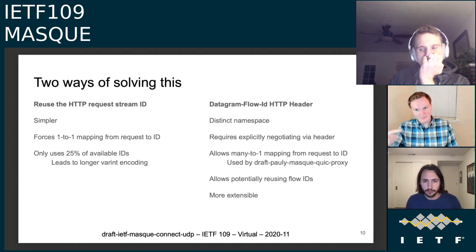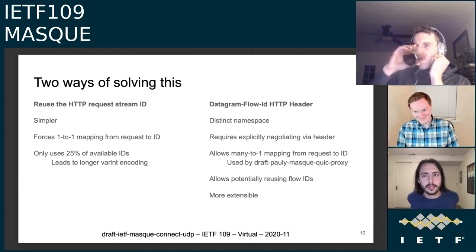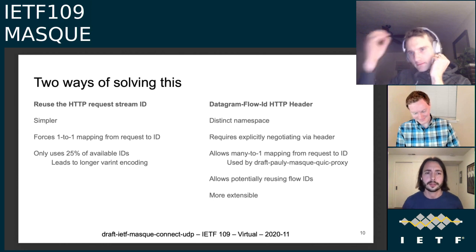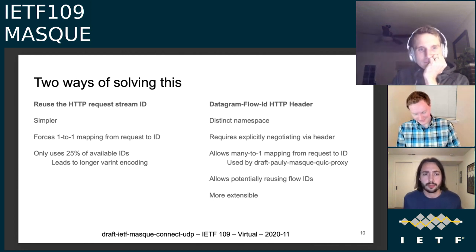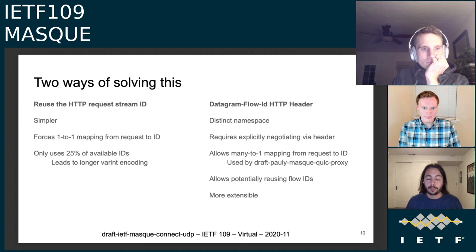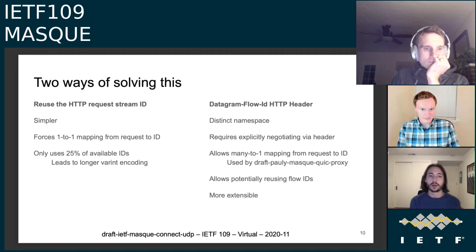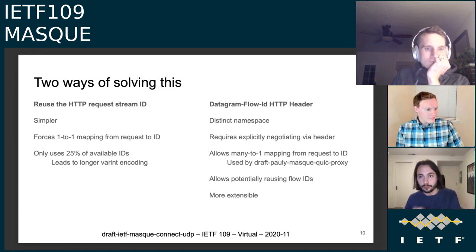Thank you. So I initially had a way, but I had a conversation with Victor Vasiliev, and he had a different way. He proposed just using the HTTP request stream ID as the flow identifier. And in a way that is pretty simple. But the main downside is it, by its nature, forces a one-to-one mapping from an HTTP request to a flow identifier. And one of the downsides there is because of the way QUIC stream IDs work, the stream ID encodes the direction of the stream and whether it's uni or bidirectional.